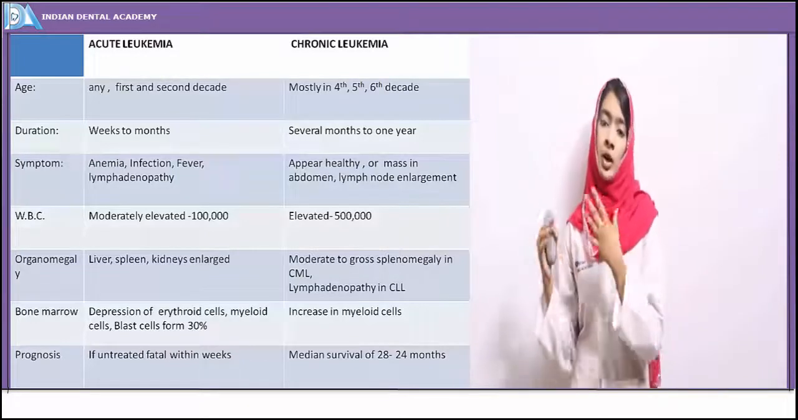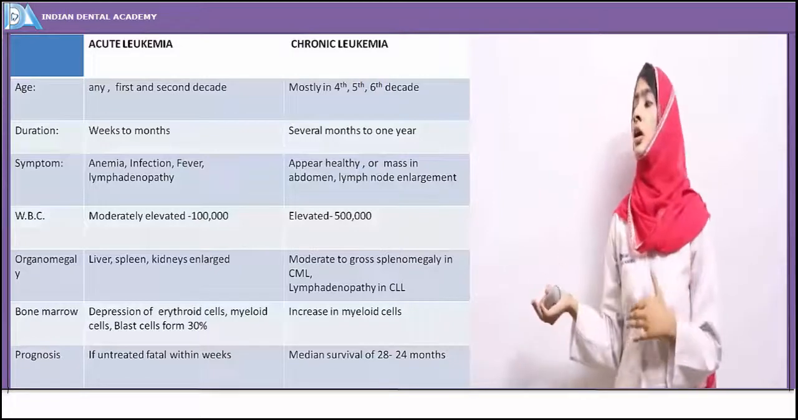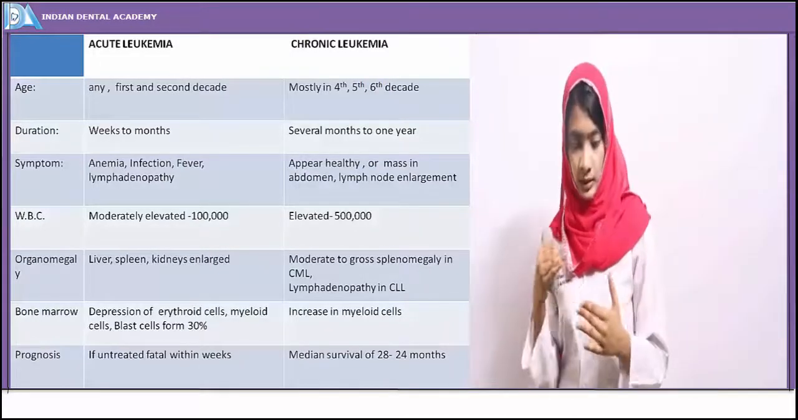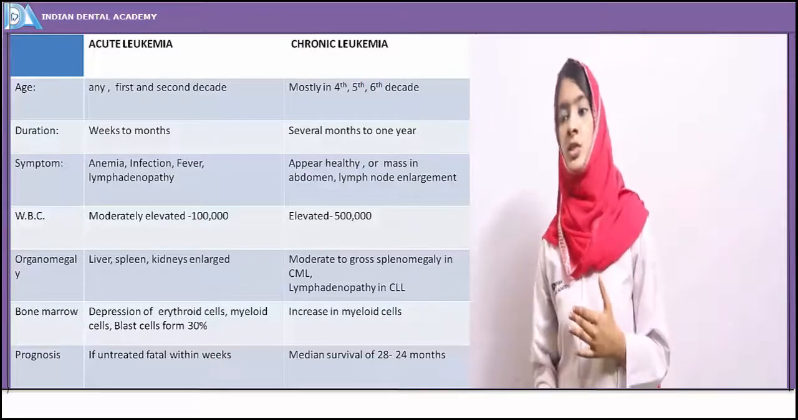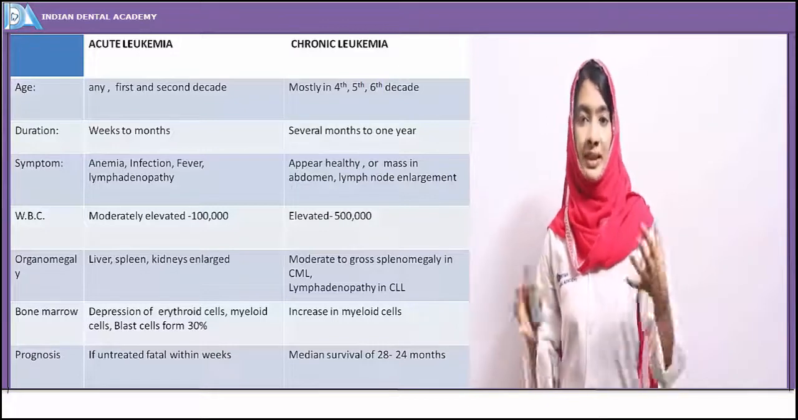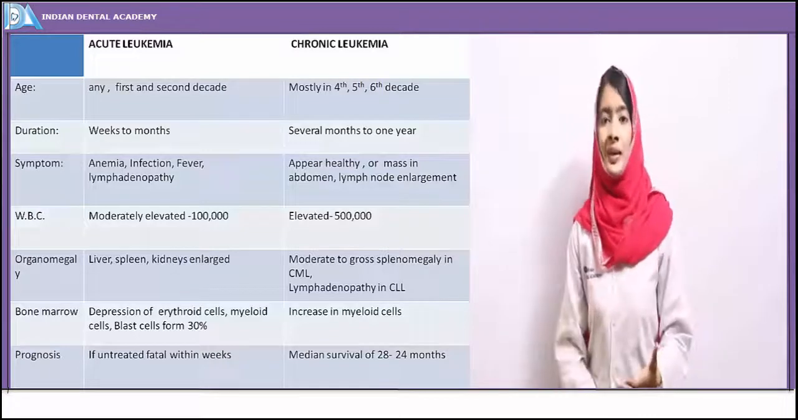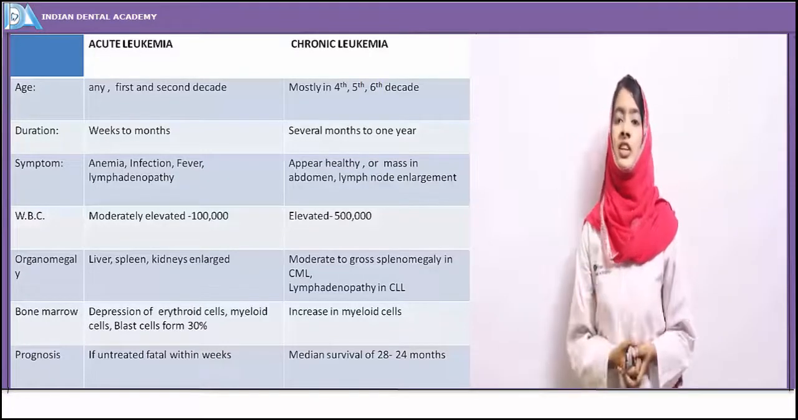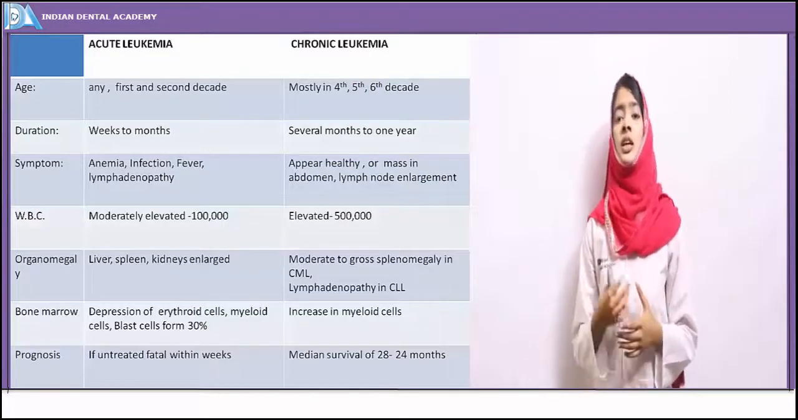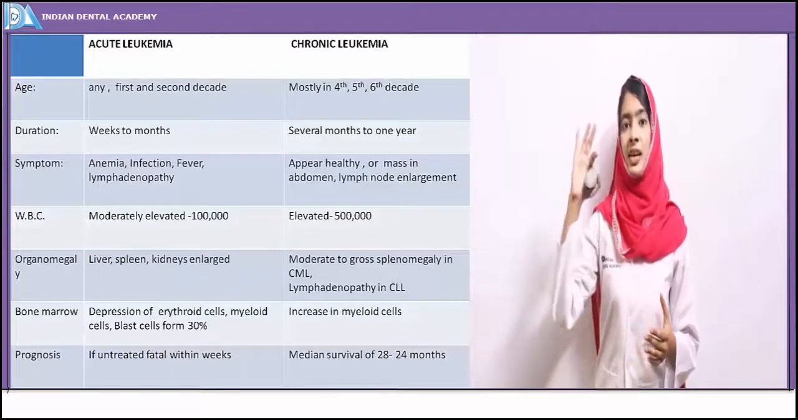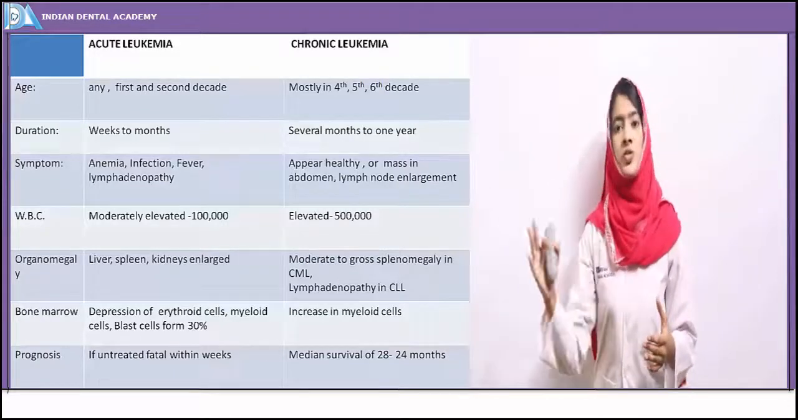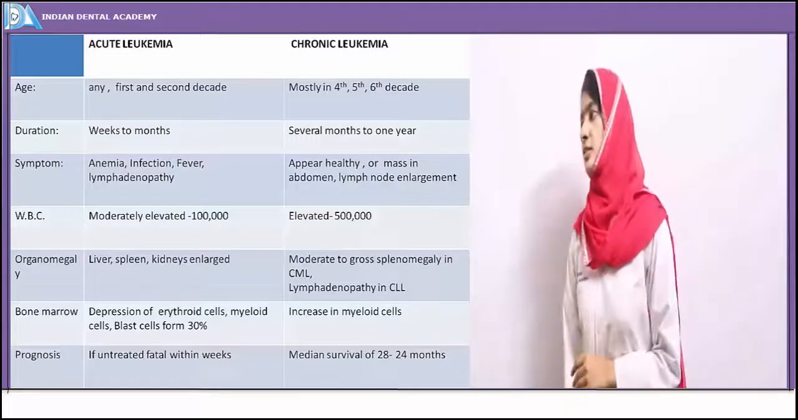If untreated, whatever be the disease, either acute or chronic, once it has developed, the survival rate of the patient is very, very less. Invariably, death results from respiratory arrest or because of organomegaly or leukemic infiltration of tissues. Death invariably results, but the survival rate is very, very less in case of acute leukemia. That is just 6 months.